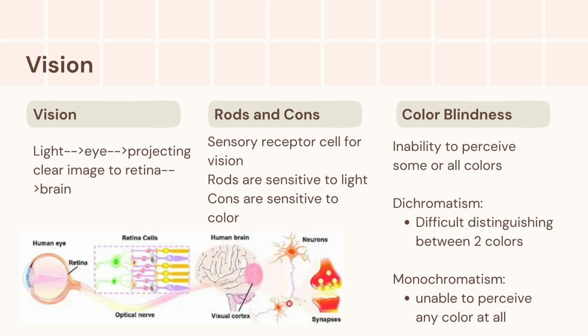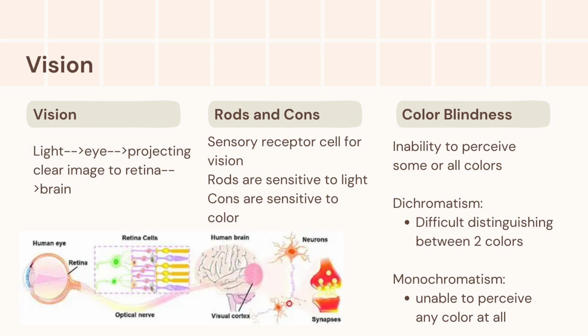How the rods and cones work is that the message is filtered by bipolar cells, and then sent through to the ganglion cells, which are the visual nerves, then to the brain. And we're going to talk about color blindness. There are two kinds of color blindness. Basically, color blindness means the inability to perceive some colors or maybe all colors.